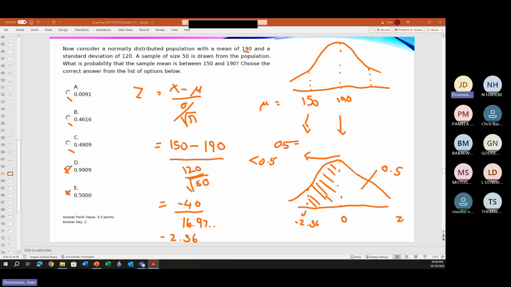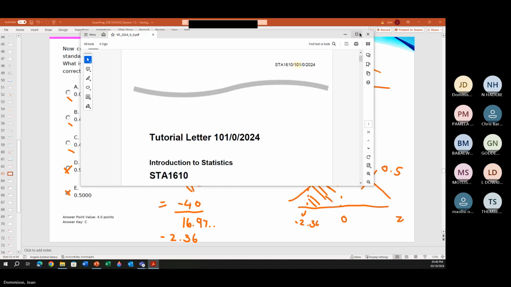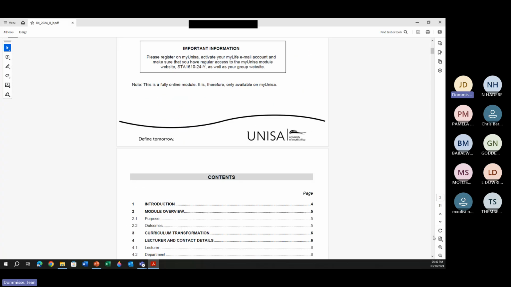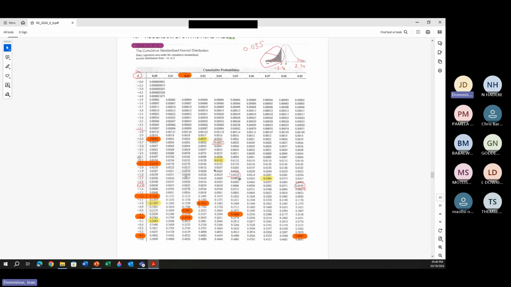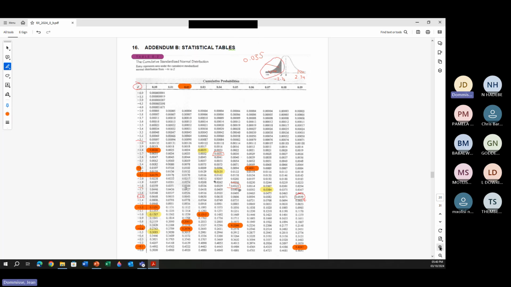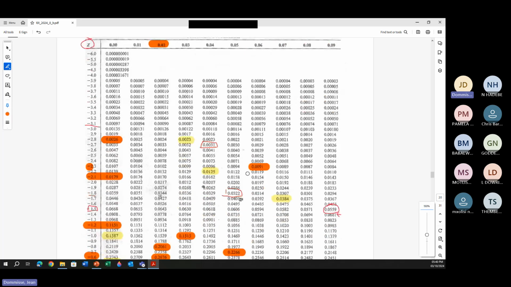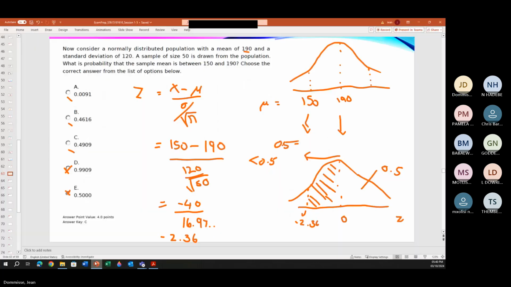We have a negative Z table of minus 2.36. So let's look at minus 2.3, 2.36. Okay, 0.0091, let's just make that bigger. 0.0091, but that small area is 0.0091.